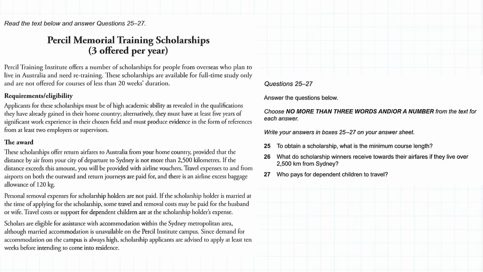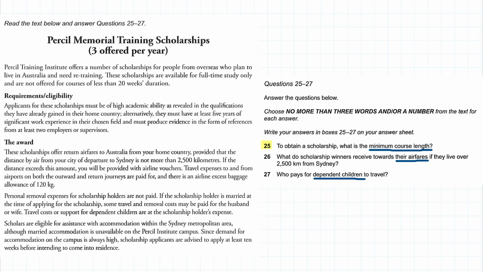Right, let's solve questions 25 to 27 together. Pause the video now. First of all, what are we looking for? So, the minimum course length, airfares, and who pays for dependent children. Right, let's have a look at the paragraph.